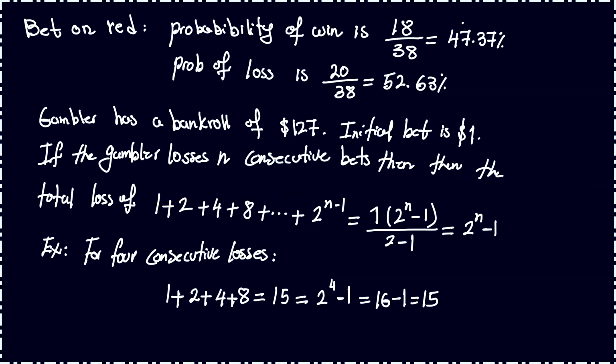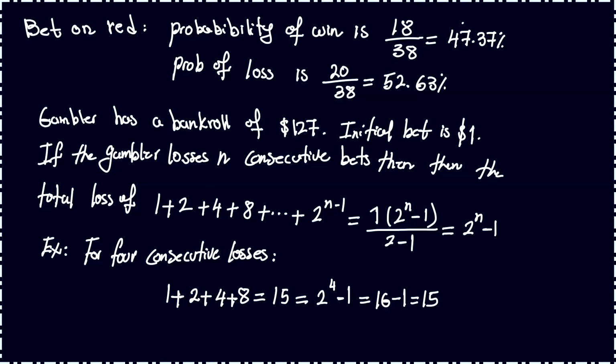So, for example, if the gambler is playing the game 10 times, I don't have to add the amount of loss for 10 games. I can just put 10 here for n. All right. So say again, the amount of bankroll is $127.